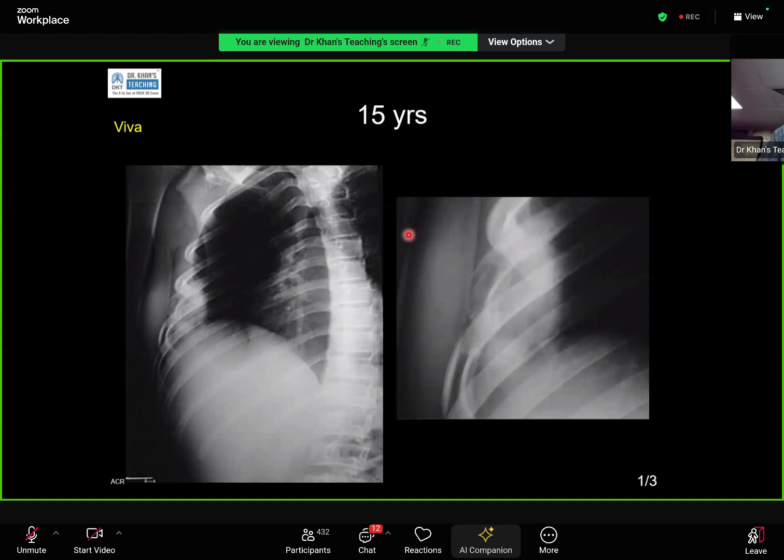First of all, it's a flat bone, Ewing's is usually seen in the long bones in the diaphyseal location, and the reason is the soft tissue component is less.